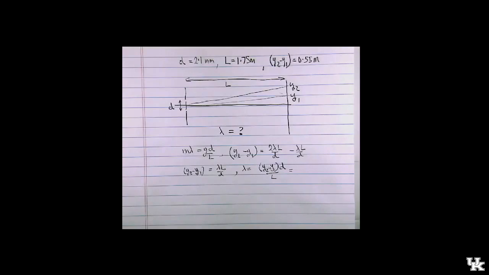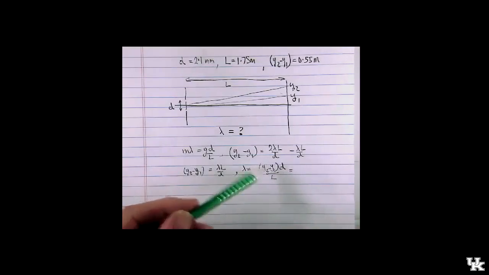If I plug in the numbers, I've got to plug in 0.55 of a millimeter for the difference between the fringes on the screen. I've got to plug in the slit separation of 2.1 millimeters. I've got to plug in the distance L. I've got to plug them all in the same units, right? I could plug them all in millimeters and get an answer in millimeters, or I could plug them all in meters and get an answer in meters.